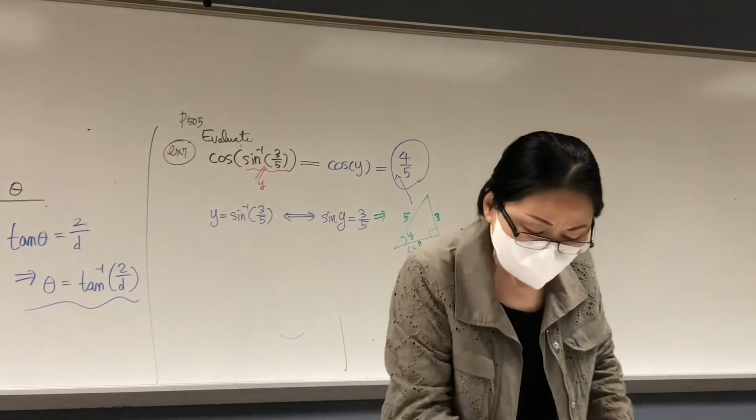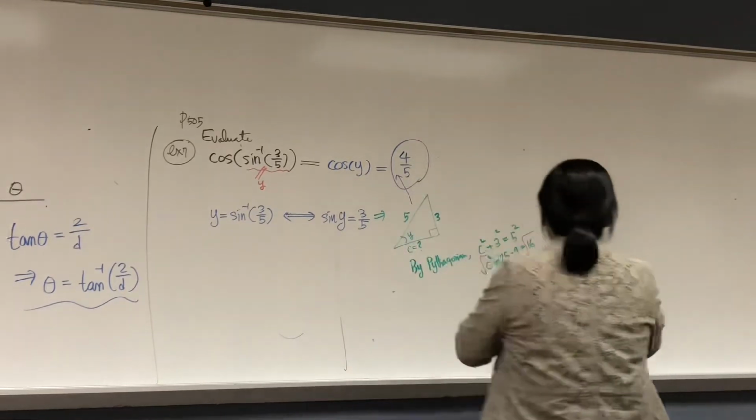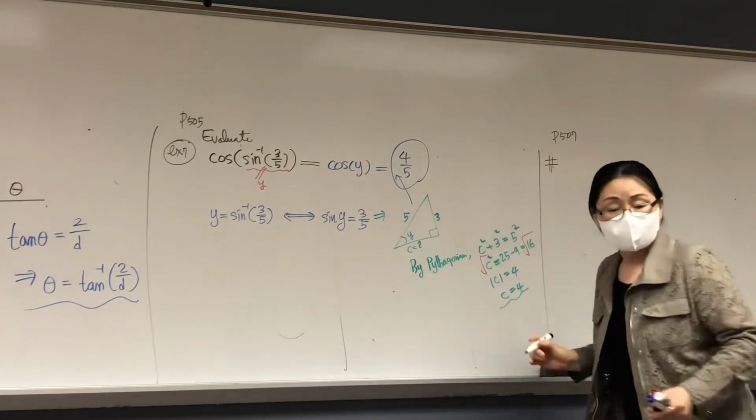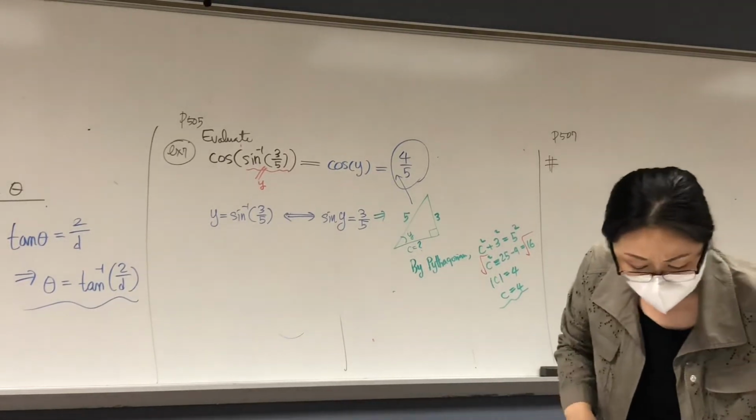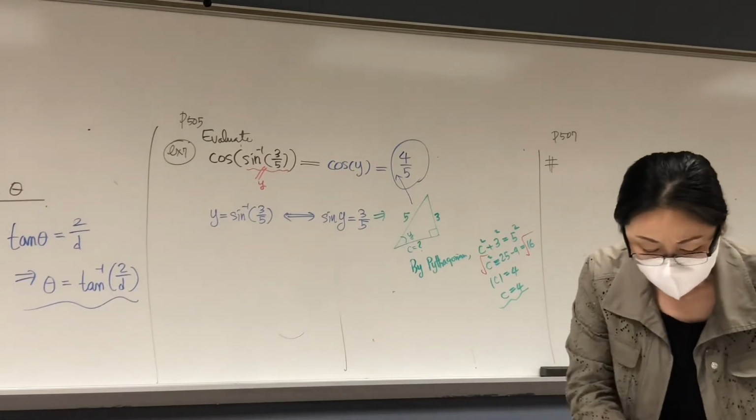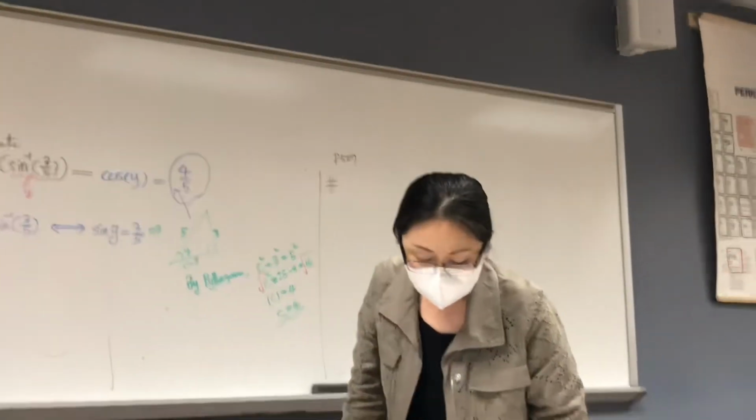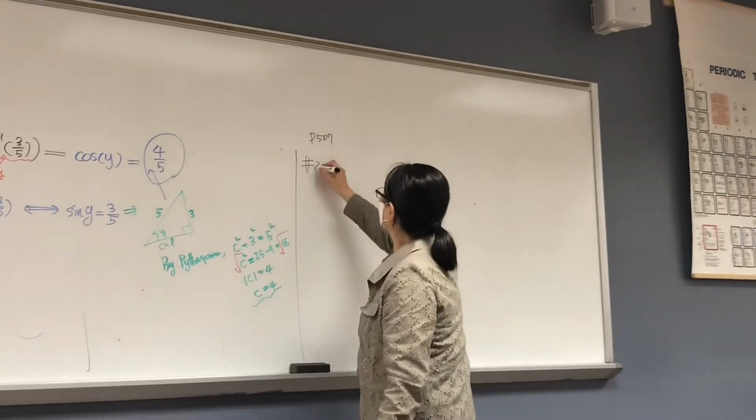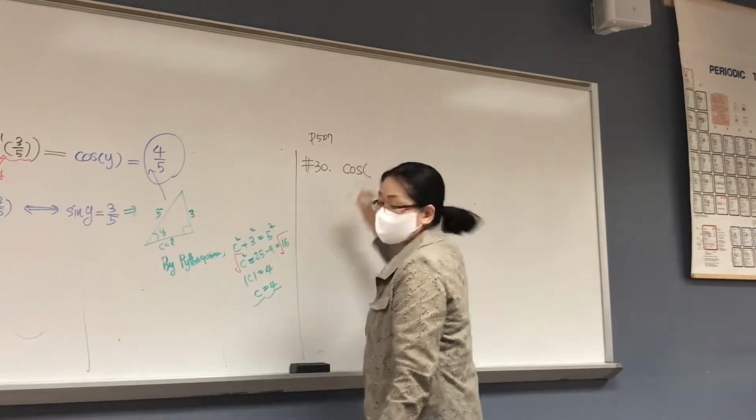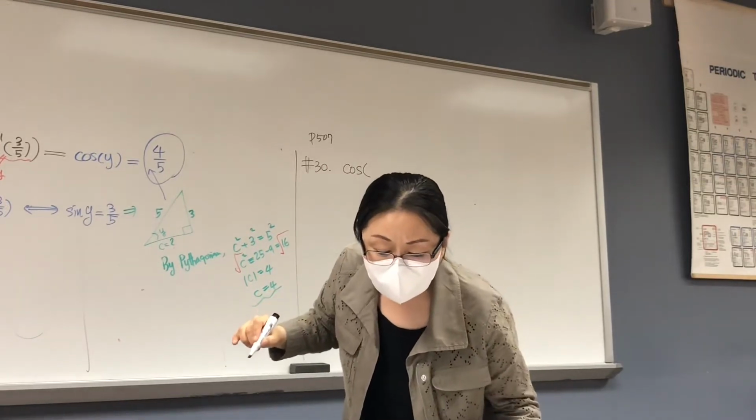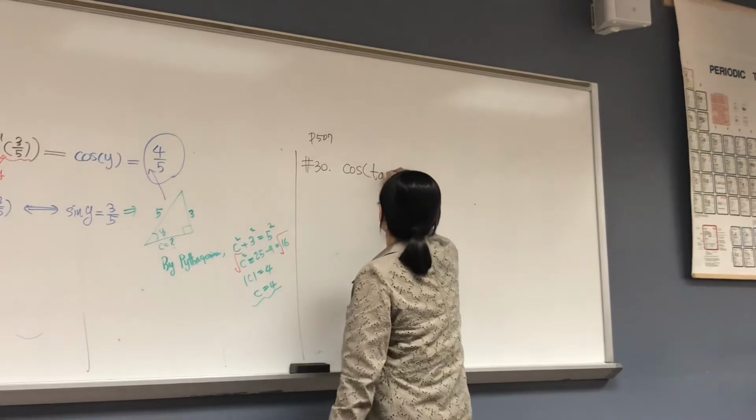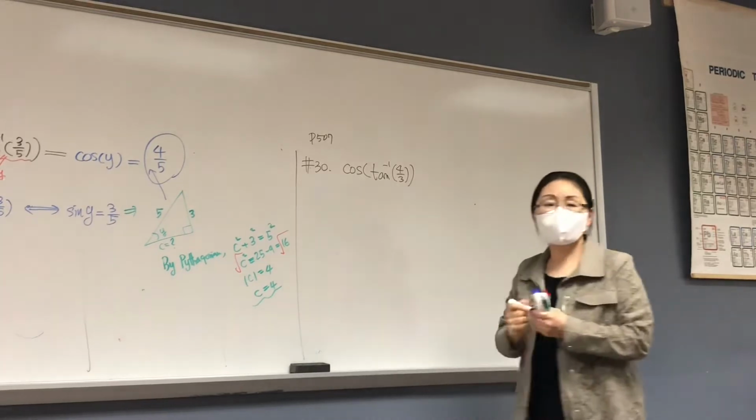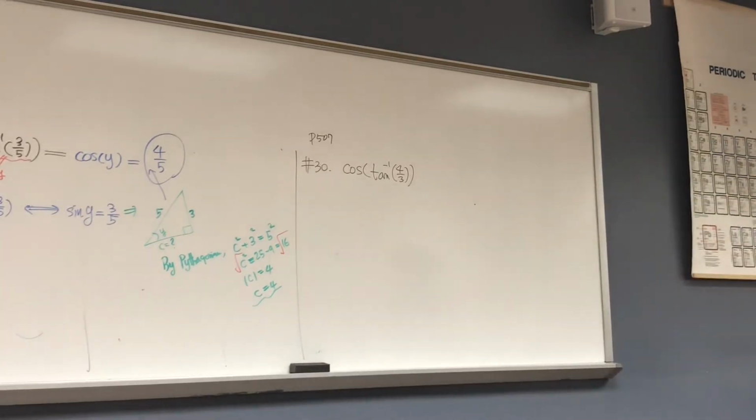Exercise, number 30: cosine of tangent inverse 4/3. Evaluate.